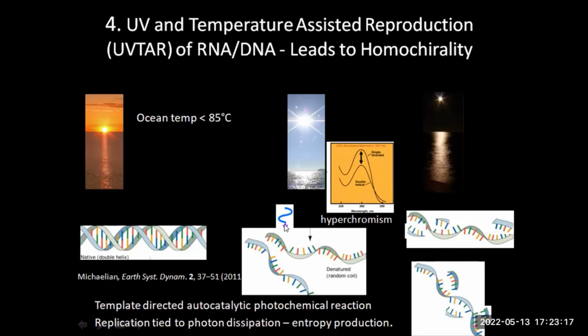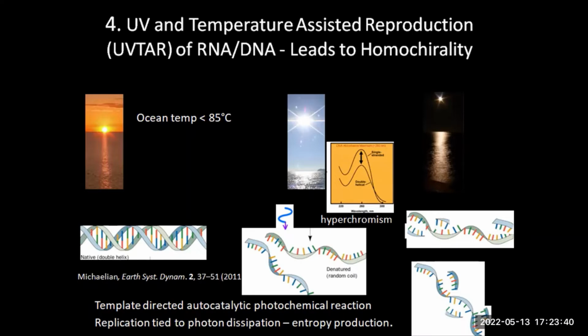Okay, so this is interesting for us because it ties replication to dissipation of the photons. The more the dissipation of the photons, the greater the probability that we get denaturing. And the greater the probability of denaturing means the greater the probability of replication, because denaturing is the first step in replication.